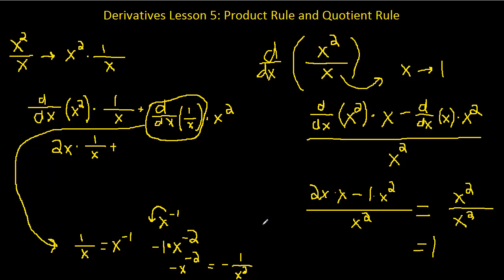So now, let's go ahead and plug this back in. So we've taken this derivative plus negative 1 over x squared times x squared. So here, these x's cancel, and we just get 2 times 1, which is 2, plus, these x squareds cancel, and we get a negative 1. So our answer is just 1, and that's exactly what we got here and here.